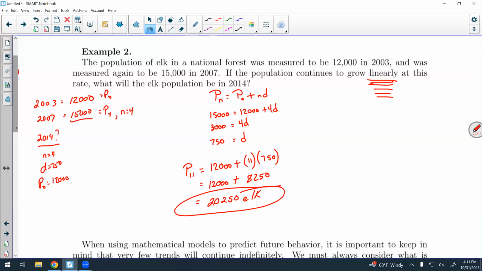That was the population in 2007, after 4 years. So with n equal 4, p sub 4 equals 15,000. And we use that information here to find d. And then we can use all our information on the last one. Any other questions on this one? It's imperative that you understand this question.